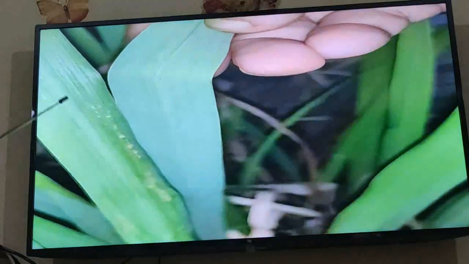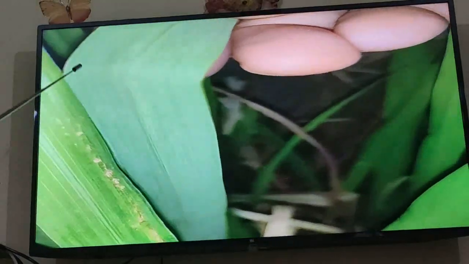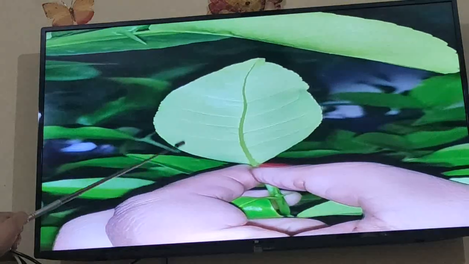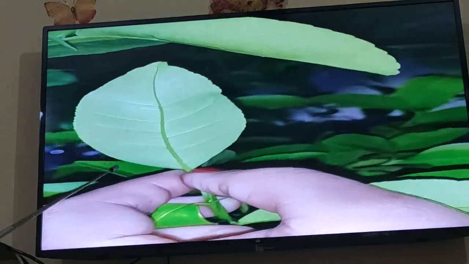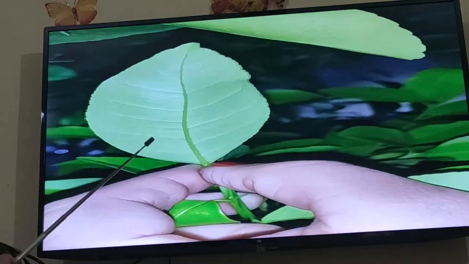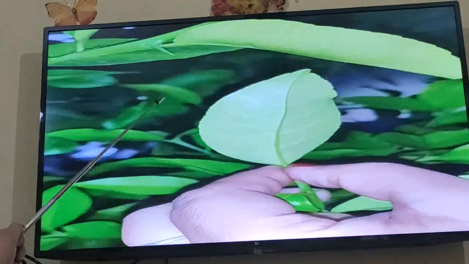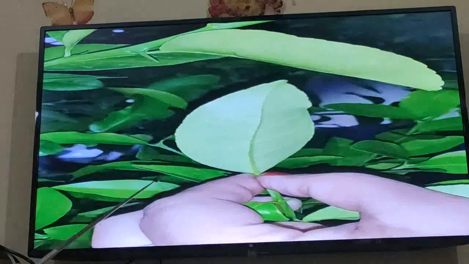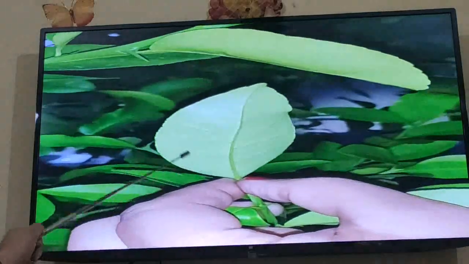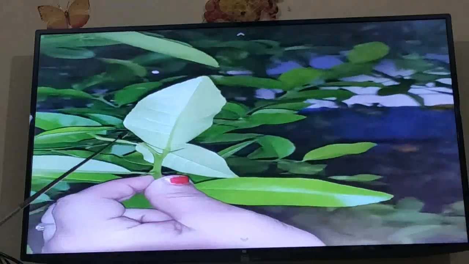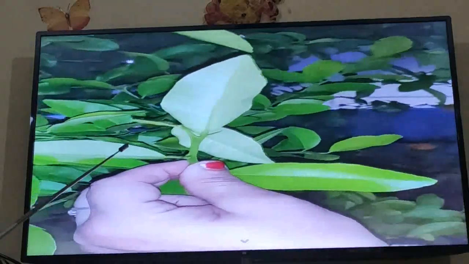Look over here very neatly, you can see the parallel venation. The lines are parallel, moving along with the mid vein. And the next type is reticulate venation. In reticulate venation, the veins in a leaf form a net-like structure in an irregular way. See, look over here, net-like structure. I'll show you in other leaves also.